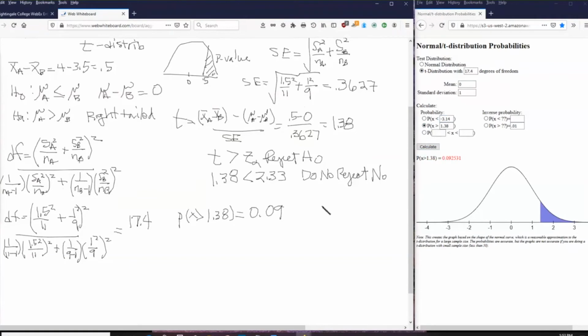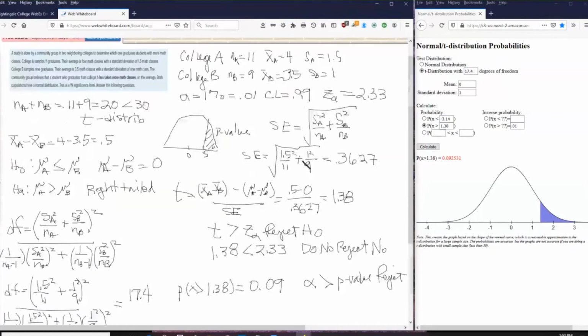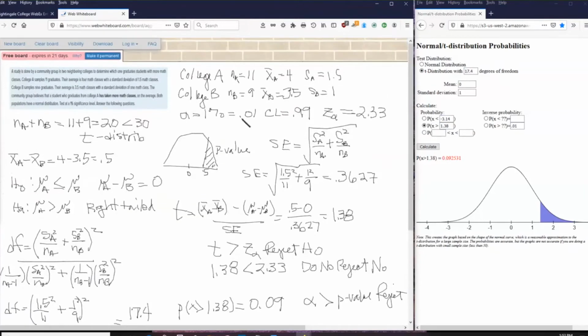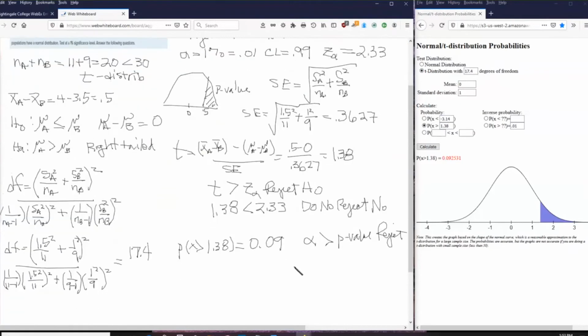So now we're going to look at our formulas again. If alpha is greater than our p-value, then we're going to reject the null hypothesis. So let's look at the alpha that we were initially given, which was 0.01. So I have 0.01, and I'm going to compare it to 0.09. 9 is greater than 1, so that's going to tell us to do not reject the null hypothesis.